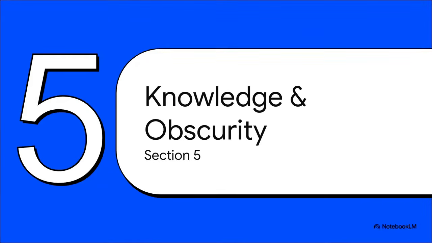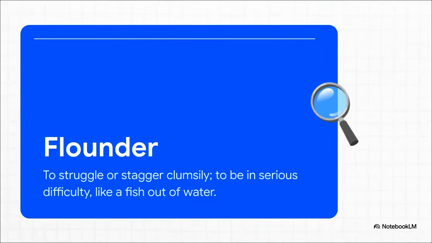Okay, we're on to our final section. This one deals with a cool contrast. Words about knowledge versus words about obscurity and confusion. We'll talk about things that are known, things that are hidden, and yeah, you guessed it, we've got another classic confusing pair to tackle. So, first up, flounder.